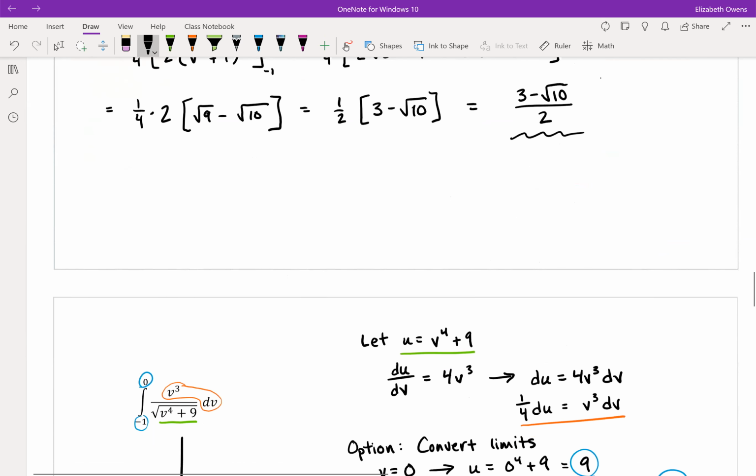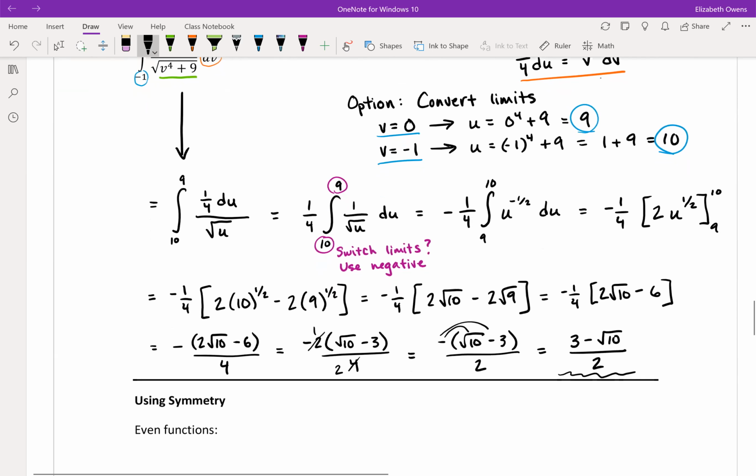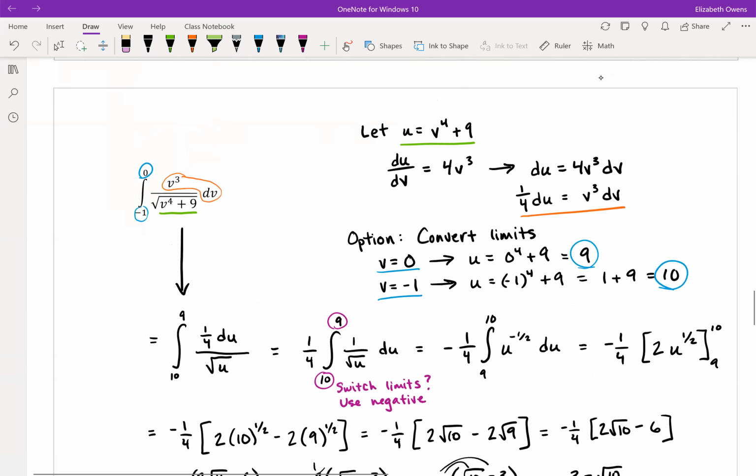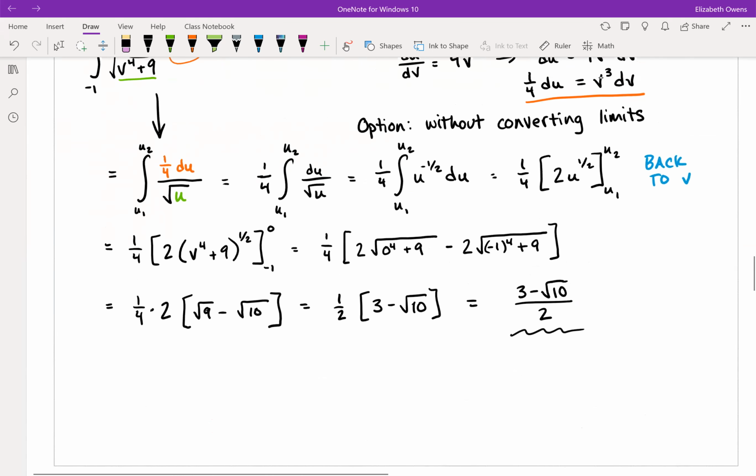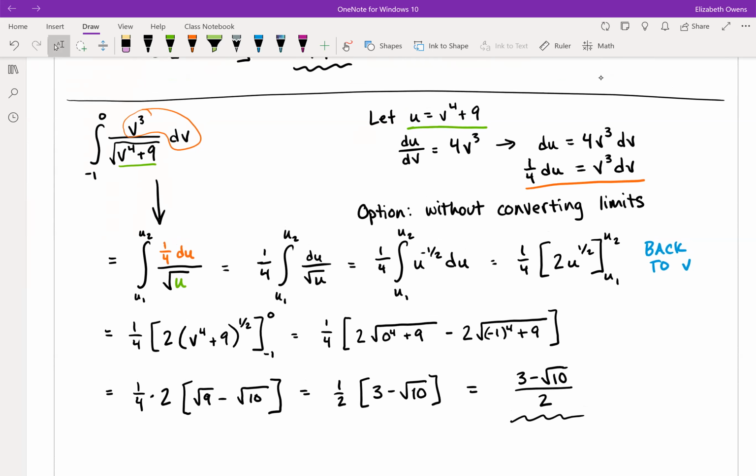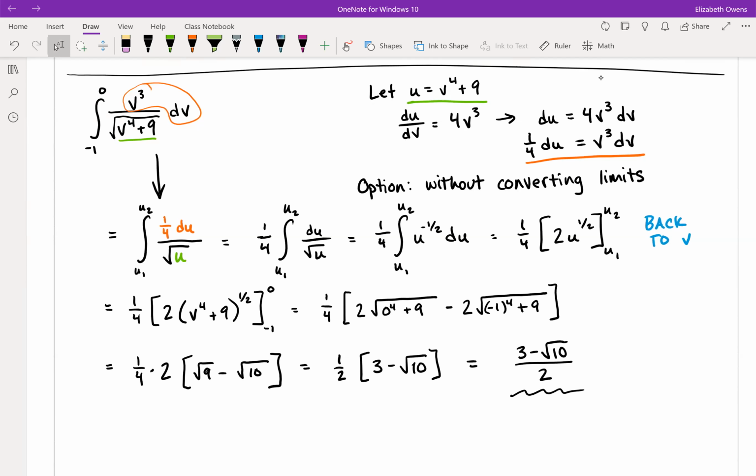And that should turn out to be the same as what we had before, and it does. 3 minus square root of 10 over 2. So you can pick which method you like better. You can do it converting your limits. You can do it without converting your limits. Both work. It's just that one might be easier than the other for you, or for a given problem. It's just good to have yourself some options. So there we go.